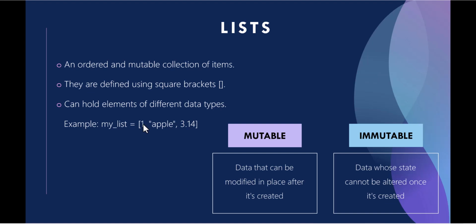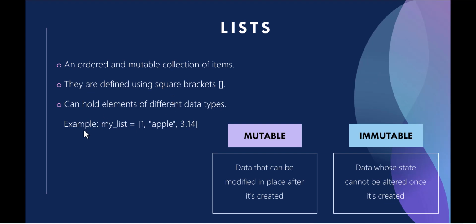We can see in this example that we have given some values to this list. Mutable means it can be changed or modified from its particular place. Immutable is nothing but data whose state cannot be altered once it is created. We'll see that in further data types. Second point is they are defined using square brackets. It can hold elements of different data types.